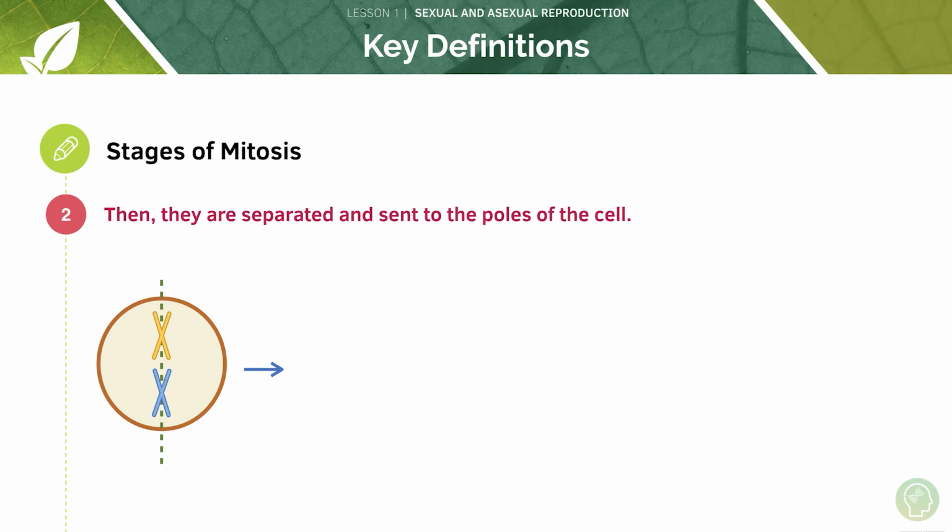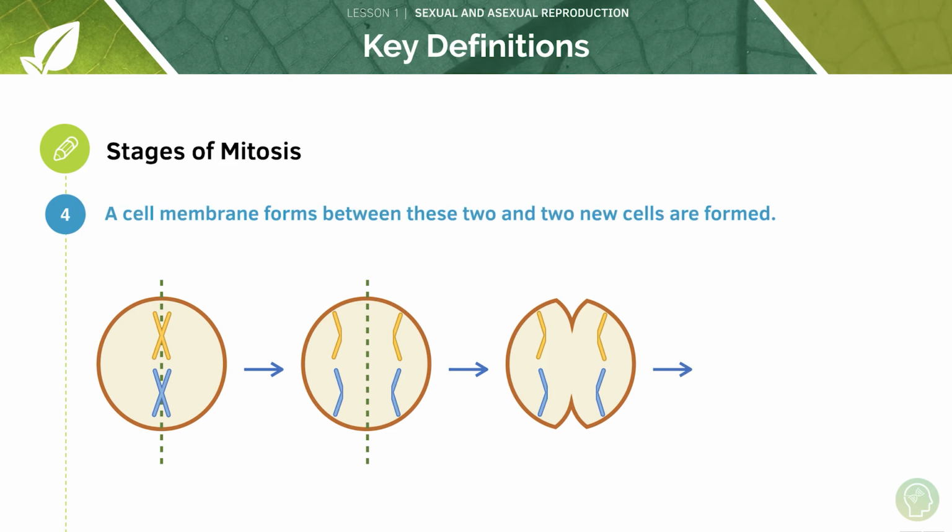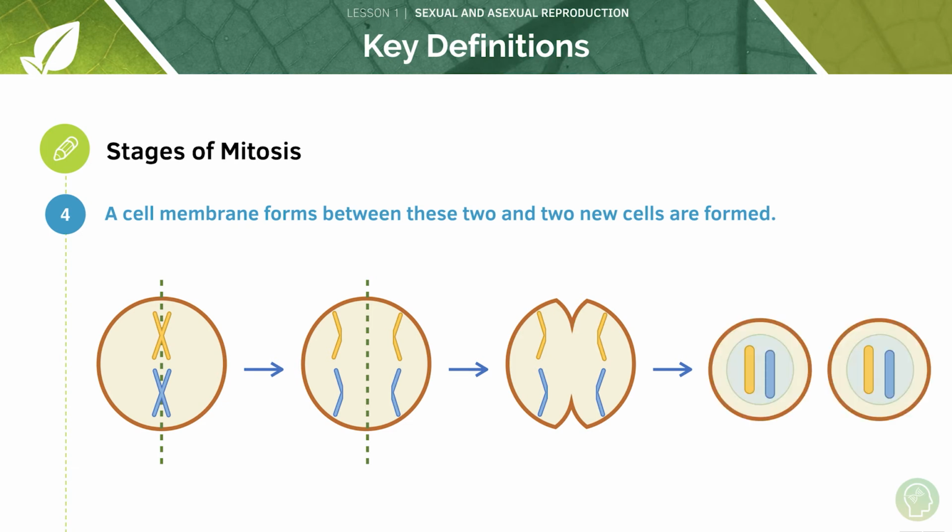The chromatids are then separated and sent to the poles of the cell, so they're sent to the edges of the cell. So you can see here how we've separated the chromatids, and they've moved to opposite poles of the cell. Now we need to form our two daughter cells. So all that's going to happen is our cell is going to split into two, as you can see here, and a cell membrane forms, the cytoplasm splits as well, and two new daughter cells are formed. And these contain the single chromosomes here, okay, rather than chromatids.